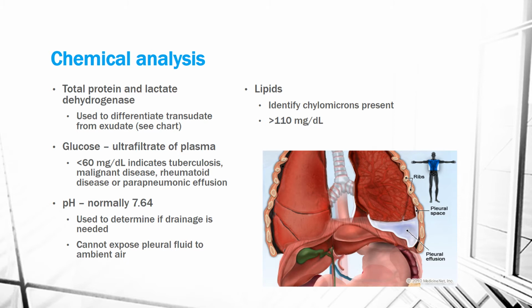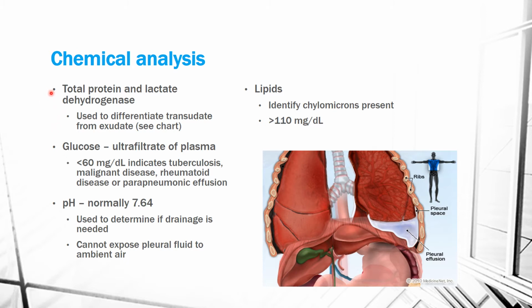All transudates and most exudates will have a glucose of greater than 60 milligrams per deciliter. Okay, if you have a lower glucose, specifically one less than 60 milligrams per deciliter, that's highly indicative of tuberculosis, some kind of malignant disease, or some kind of rheumatoid disease. So not specific, but less than 60 is a warning sign to look closer. You're talking then about an exudate, and we need to look into what the cause is.